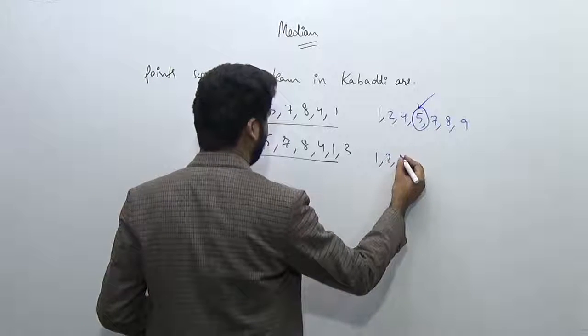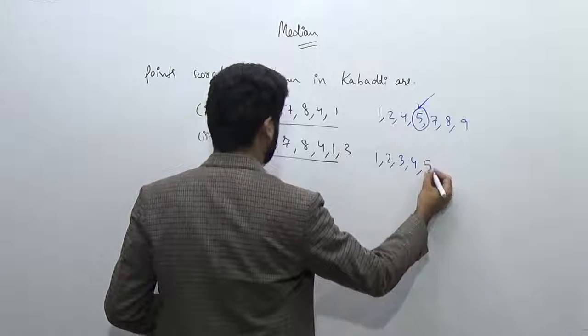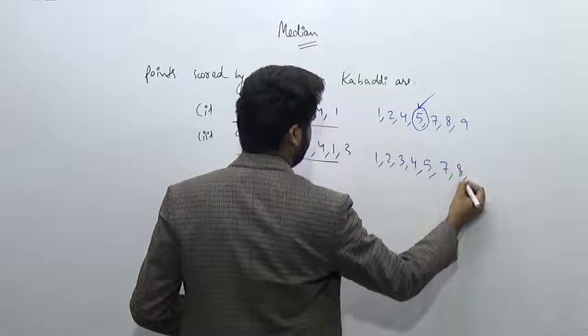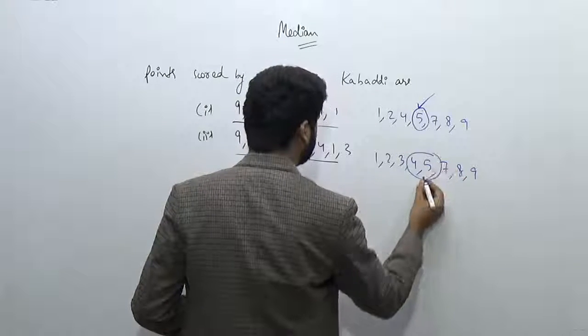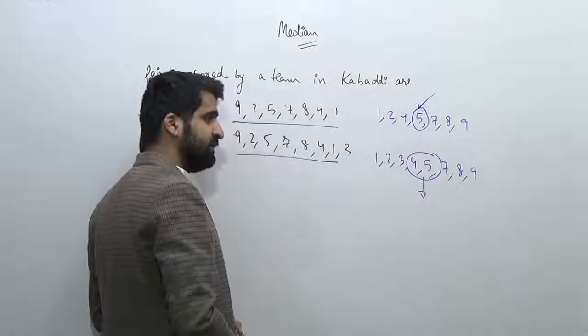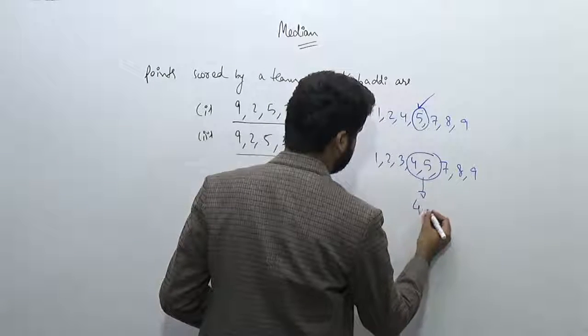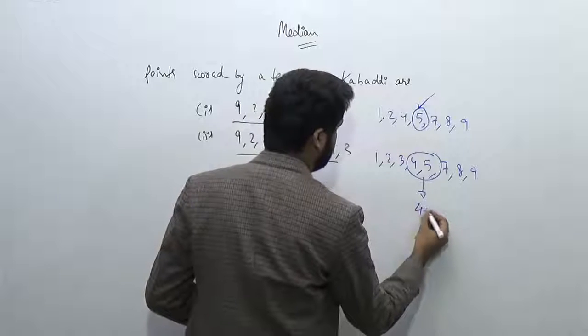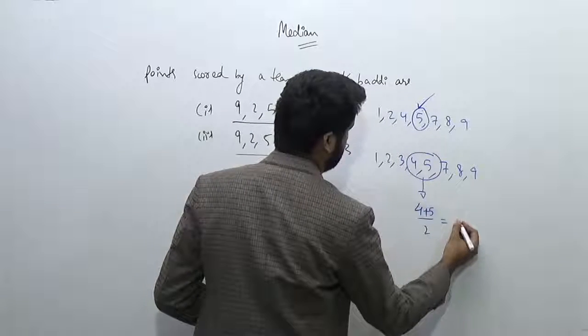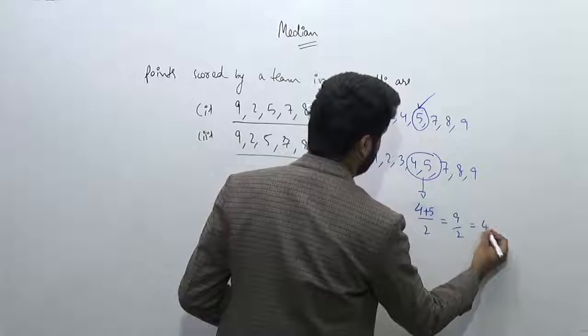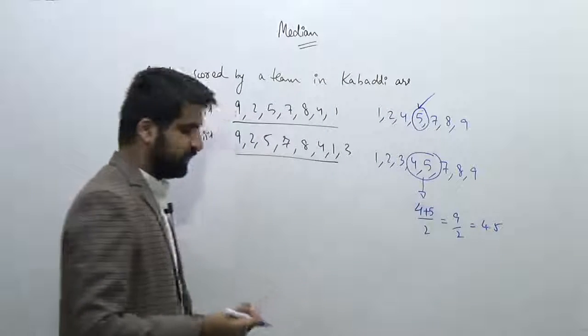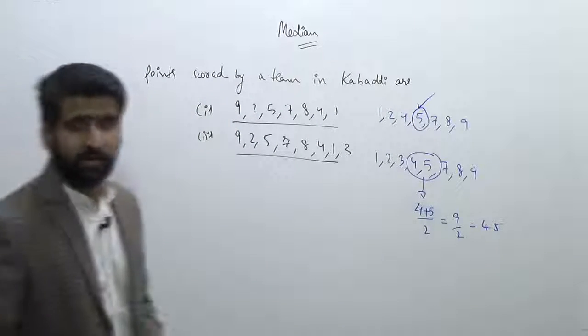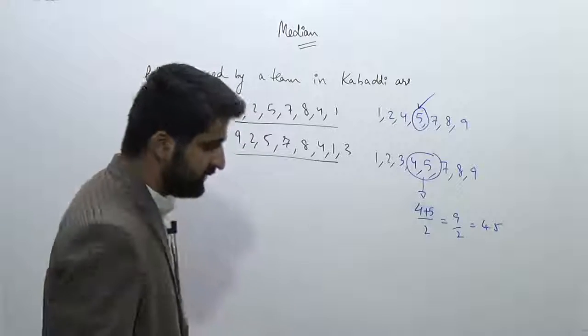Now if we arrange this in ascending order, I will get 1, 2, 3, 4, 5, 7, 8, 9. So I am getting 2 middlemost terms here. The median will be the mean of these 2 values. So the median will be equal to 4 plus 5 divided by 2, which is equal to 9 by 2, which is equal to 4.5. So that's how we calculate the median of raw data.